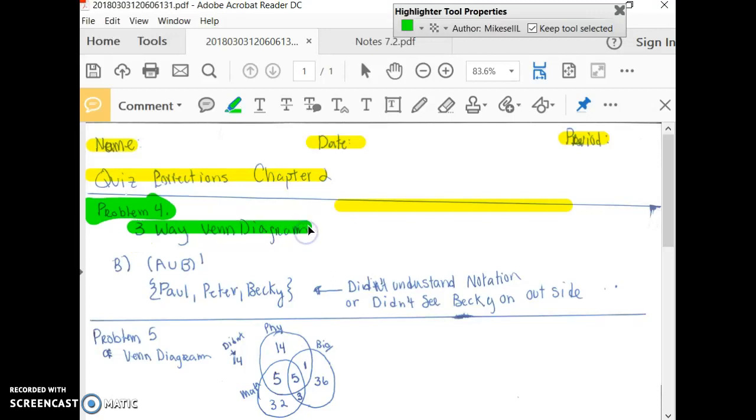Like, summarize the problem. So it's a three-way Venn diagram. So you missed problem B. This was it. So then give me the correct answer, and then notice how I arrow. So you need to write why you missed it. Didn't understand notation, because maybe at the time you didn't. Or you didn't see Becky on the outside, so maybe that's why you missed it.